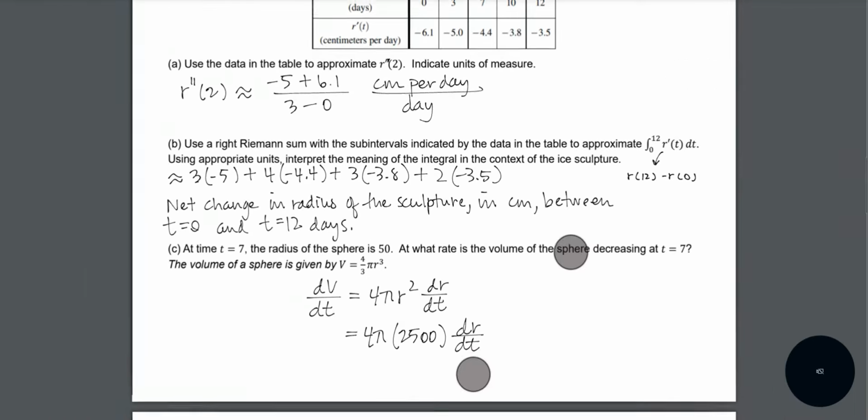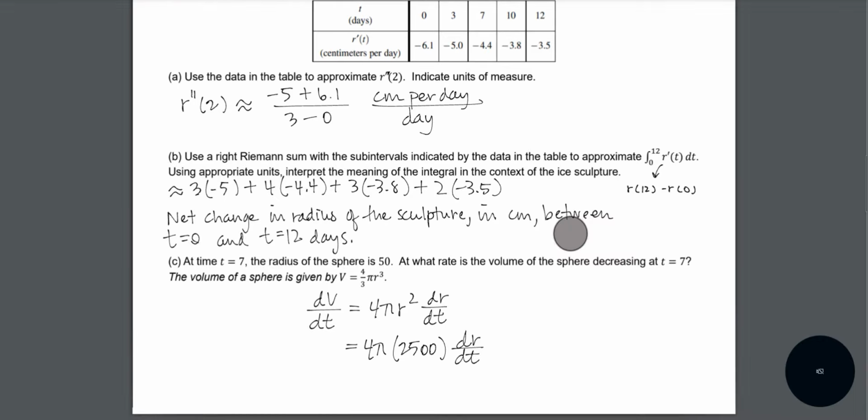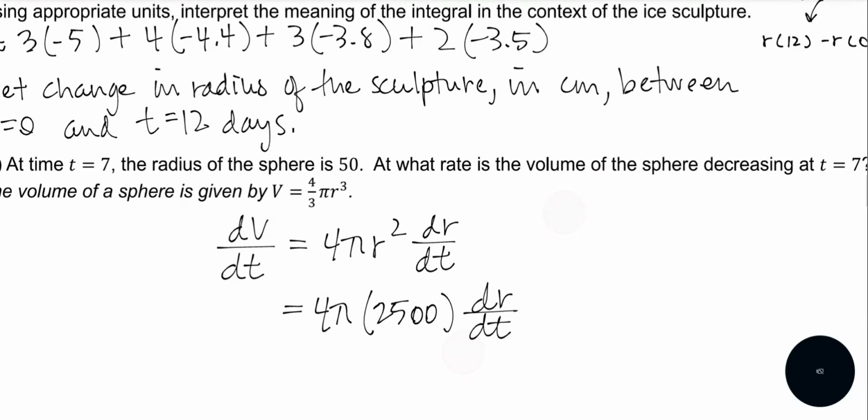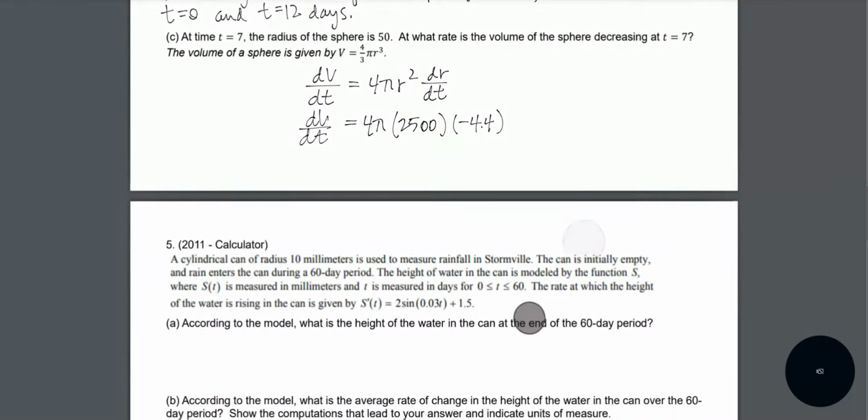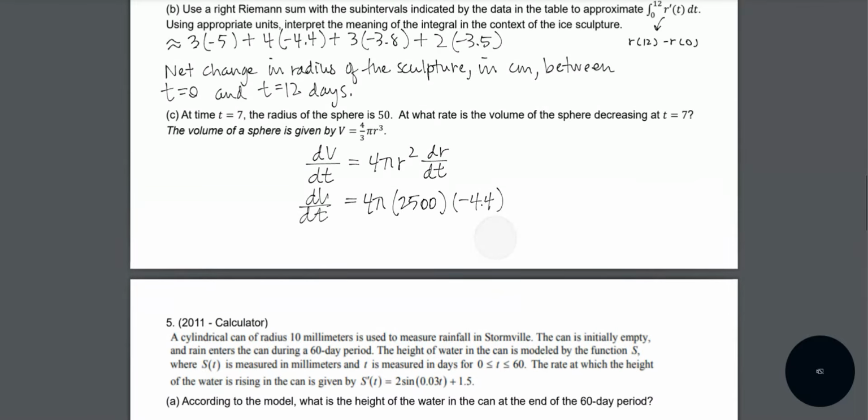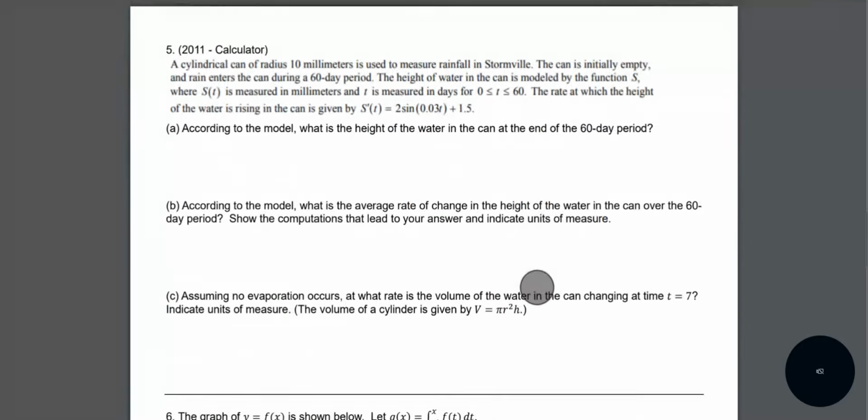Wait a second. I think I can get dr dt from the table. Yeah, I've got a table of r prime values. So at t equals 7, that's negative 4.4. I'm just going to put that in there. So negative 4.4, and that is an expression for dV dt. It didn't say to indicate units measured, but that would be cubic centimeters per day.